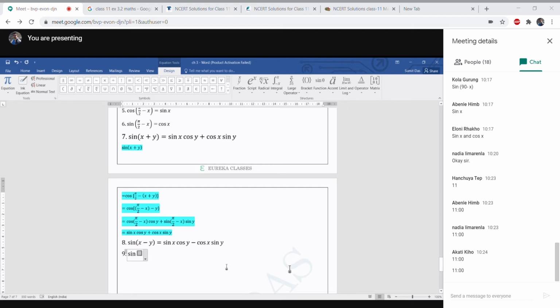Next class we can discuss the exercise 3.3. I'll try to. Exercise 3.3 is the most important.